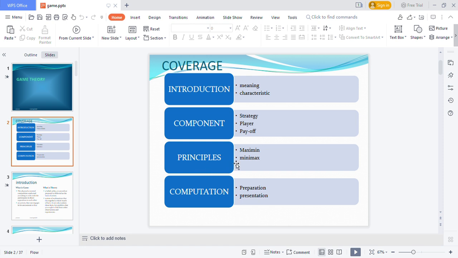Then we look at the principles. There are two principles, the maximin principle and the minimax principle. These principles are cascaded from the players. The maximin principle is for a maximizing player and the minimax principle is for a minimizing player. Then finally we look at the computation: how do you prepare game theory, the preparation and the presentation.